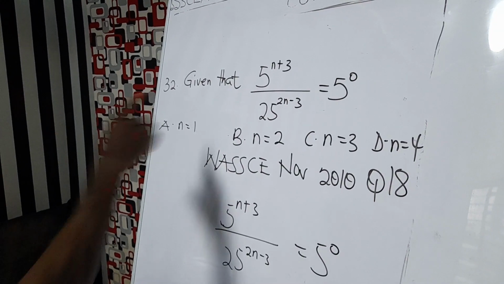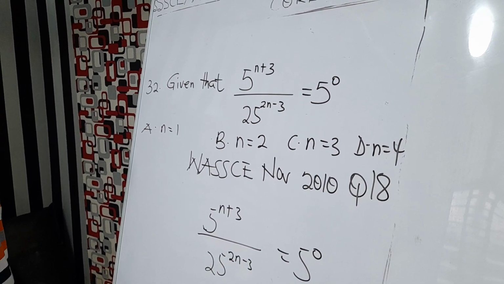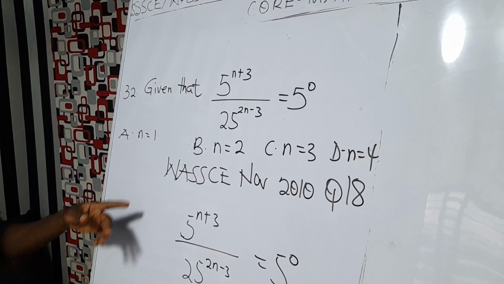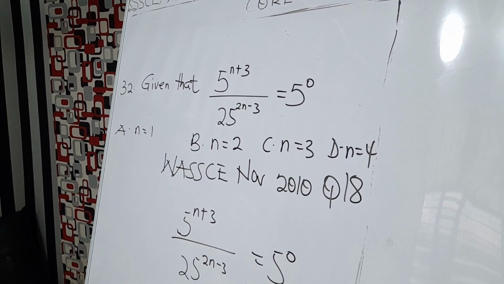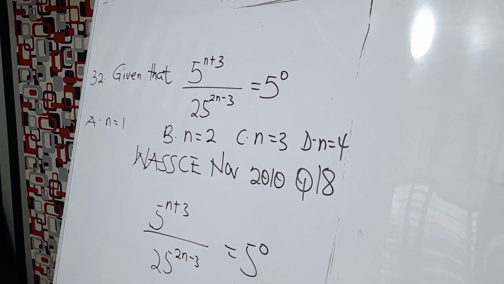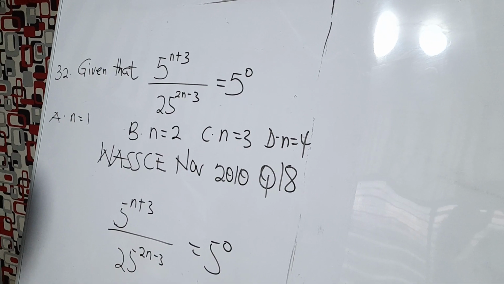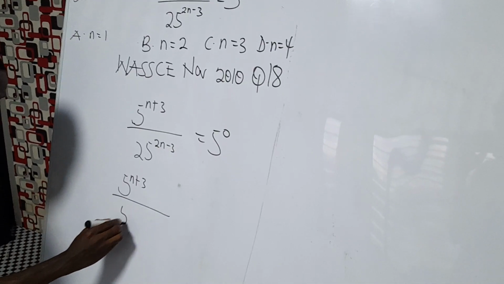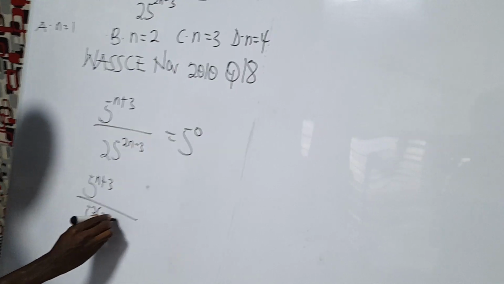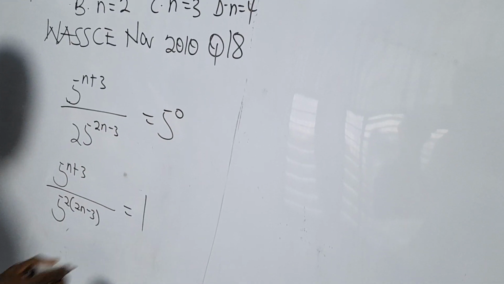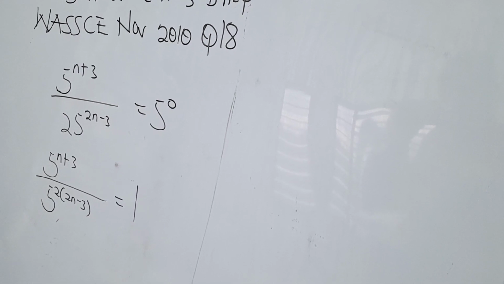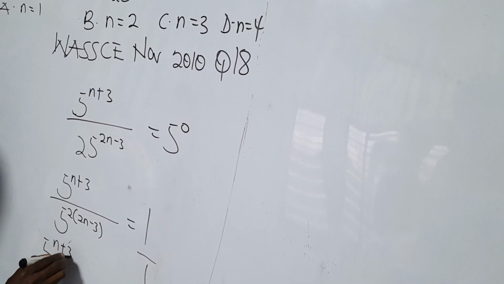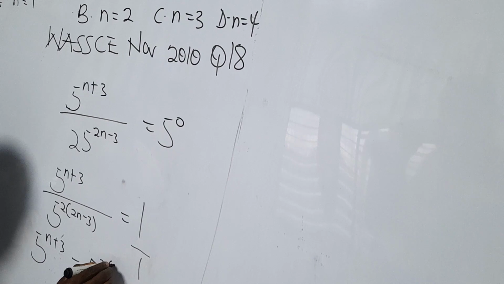So our next step is, given that 5 exponent n plus 3 divided by 25 exponent 2n minus 3 is equal to 5 exponent 0. This is WASSCE November 2010 question number 18. So now let's see how we solve that. Let's change this to have a base of 5. So we have 5 exponent n plus 3 over 25, which is 5 exponent 2, so 5 exponent 2 bracket 2n minus 3, equal to 5 exponent 0, which is 1. Any number exponent 0 is 1. So we can cross multiply. So we have 5 exponent n plus 3 equal to 5 exponent 2 bracket 2n minus 3.